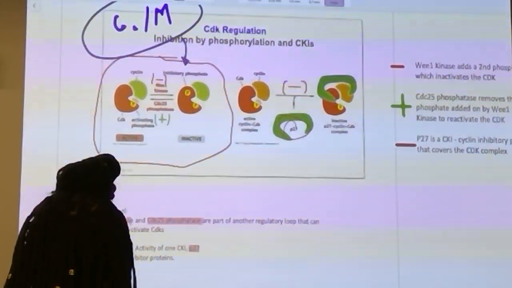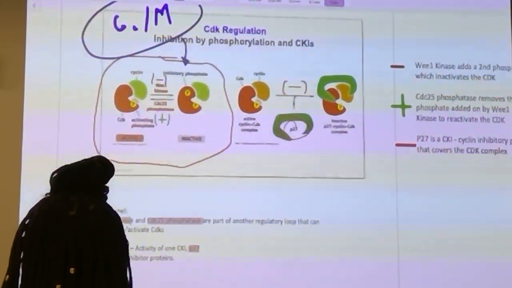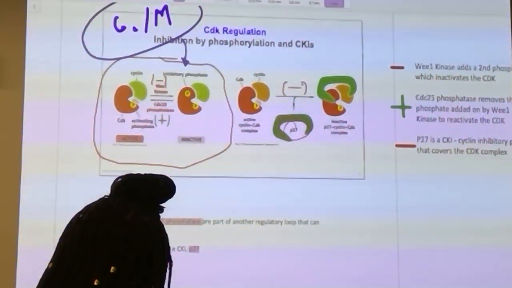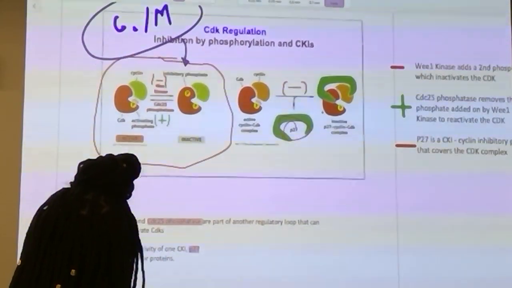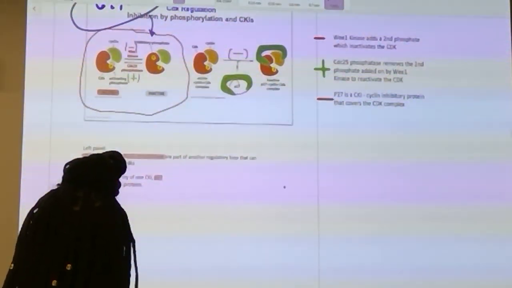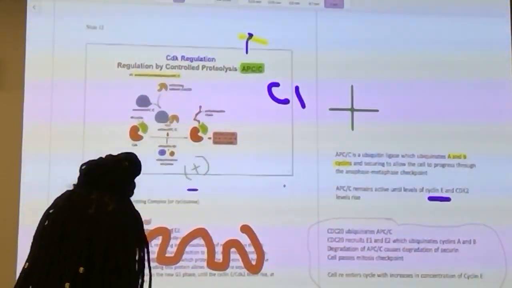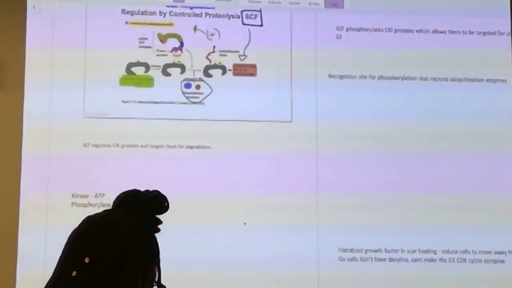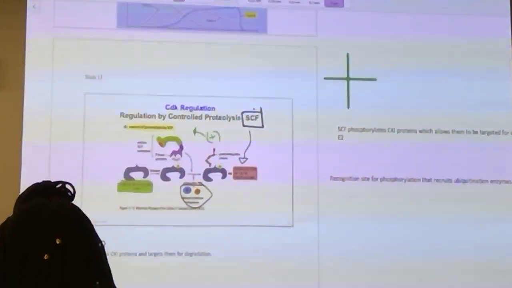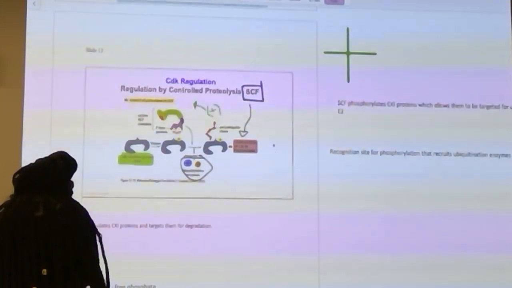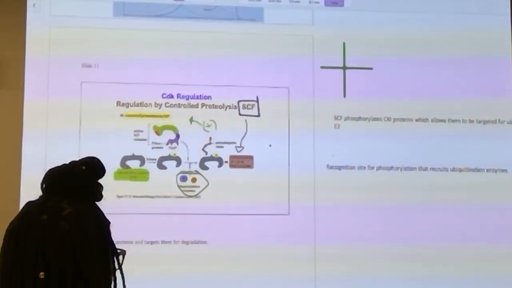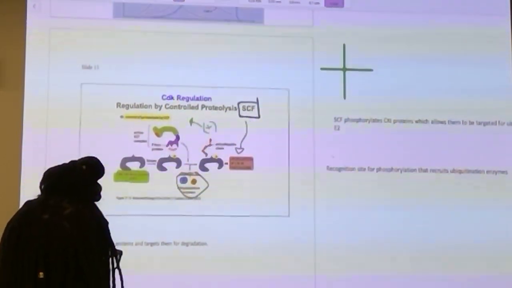The other way to inhibit it is with p27, it just hugs it, and then it inhibits it. There's a better slide for that. And just know that SCF breaks down CDK inhibitors.